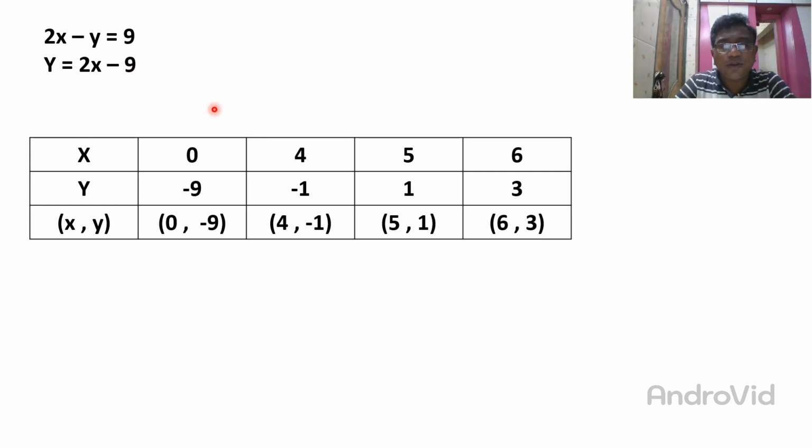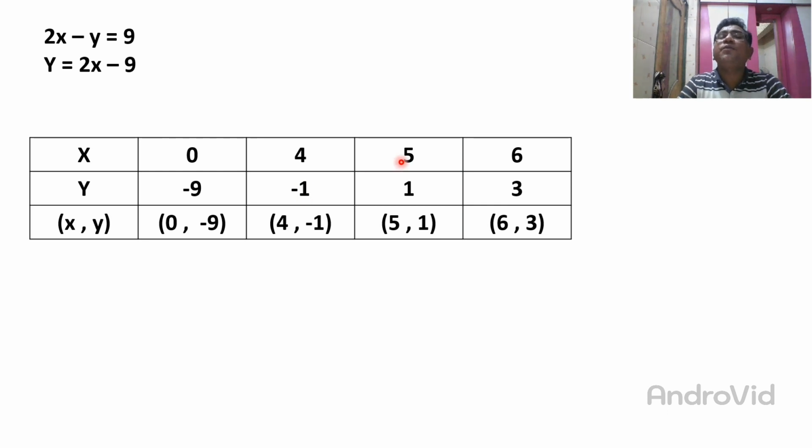So see, x value I take 4. So 4 into 2, 8. 8 is positive, 9 is negative. Sign is not the same, so subtract. 9 minus 8, what remains? 1. Bigger number's sign, minus. So I write here minus. So x is 4, y is -1.